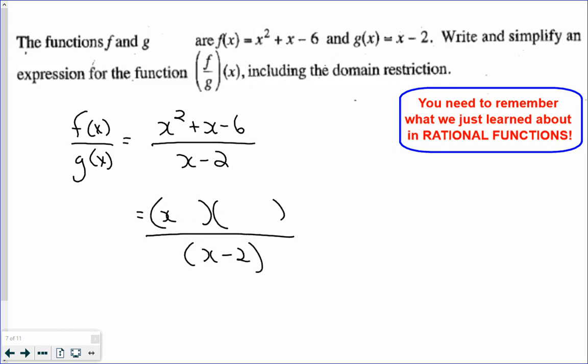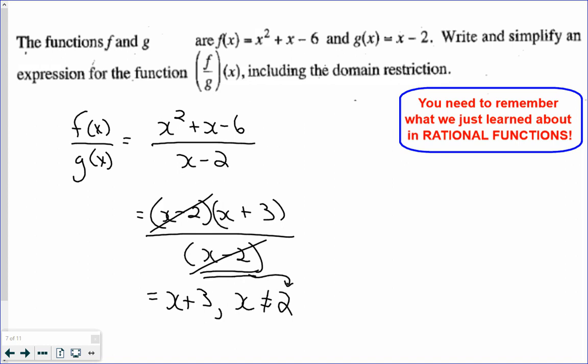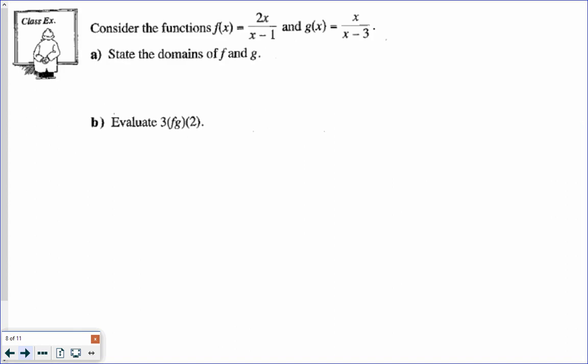So x squared plus x minus 6 is x plus 3 times x minus 2. So the x minus 2's cancel out. So in simplified form, it's x plus 3, but you have to remember to include any restrictions, even if they cancel off. Okay, so again, this type of question might appear in the rationals section of the diploma, or it might appear in this unit section. It's either one.